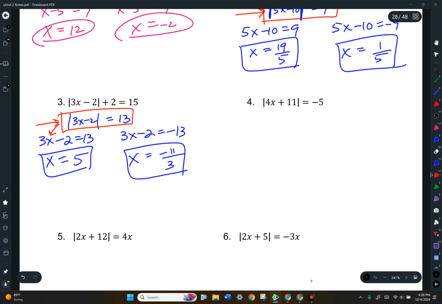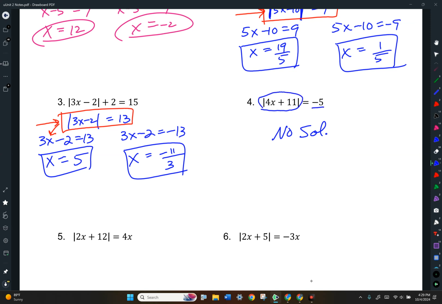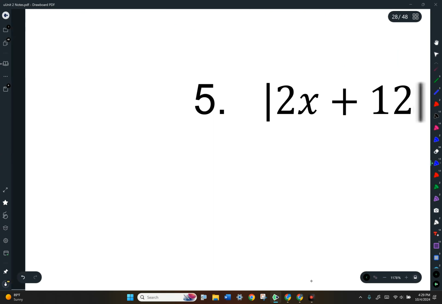Okay, now on number 4, this is one of those special cases you need to catch. Yes, the absolute value is by itself, but look at it. I can tell you right now before I do any math, the answer here is going to be no solution. Why is that? Because is there any way an absolute value can equal a negative? No. Absolute value can never equal a negative. So automatically I can just say no solution.